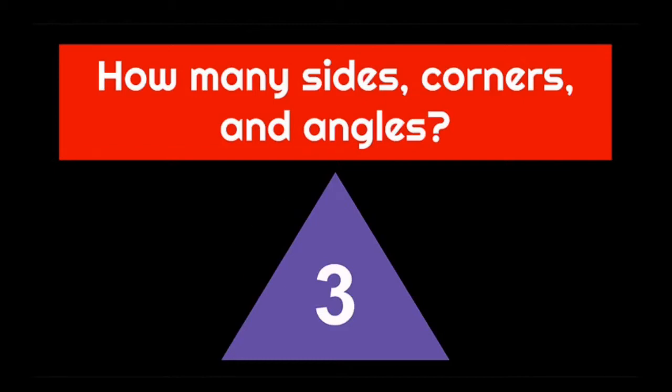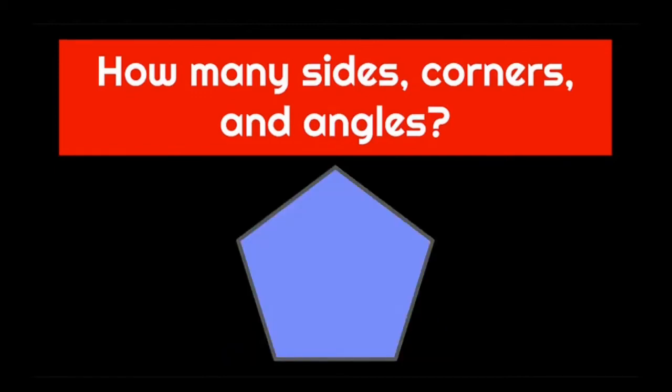Let's look at another one. How many sides, corners, and angles for this polygon? Let's start by counting the sides. 1, 2, 3, 4, 5. Let's count our corners. 1, 2, 3, 4, 5. Make an inference. How many angles do you think there are going to be?